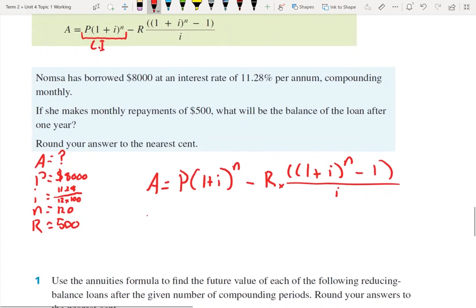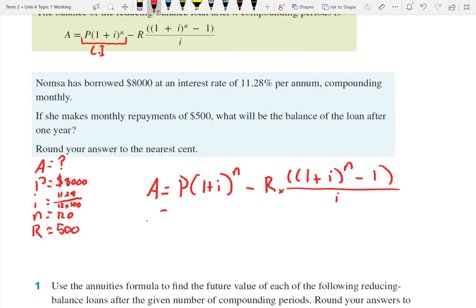Okay, what we've got to do now is just sub in our values and then put it in the calculator and solve. Instead of P, 8,000. Instead of I, I didn't actually calculate that, did I? Let me do that now. I is 11.28 divided by 12 times 100, 0.0094.